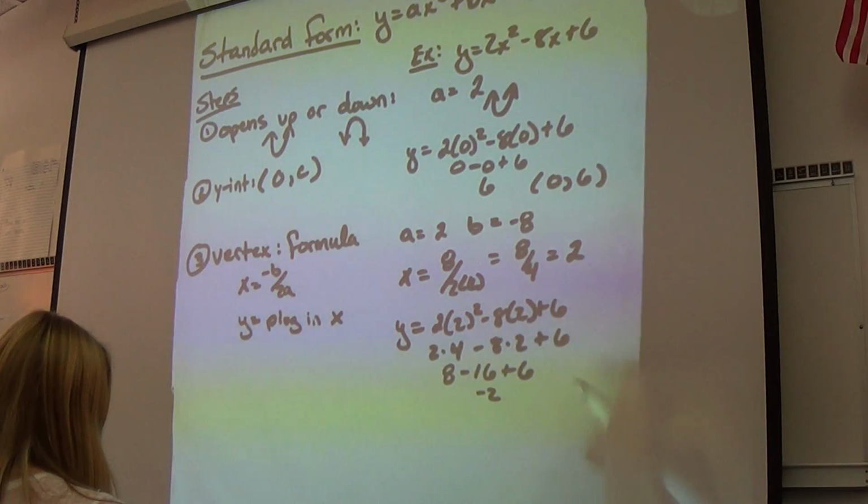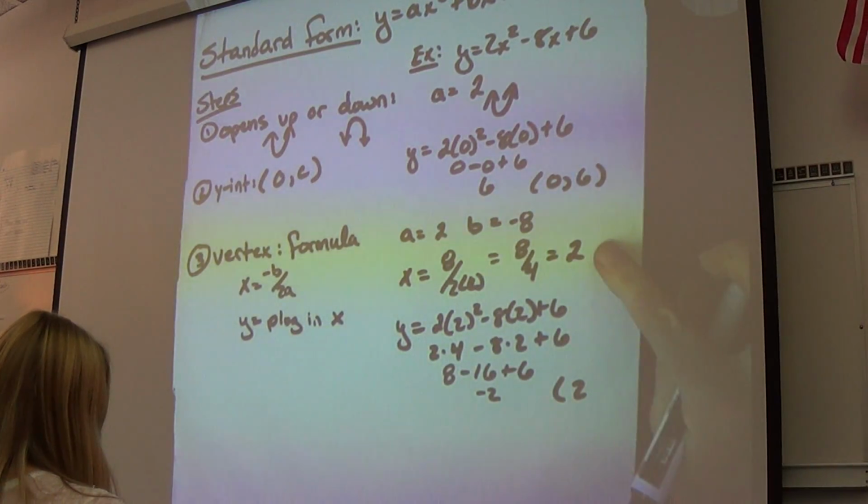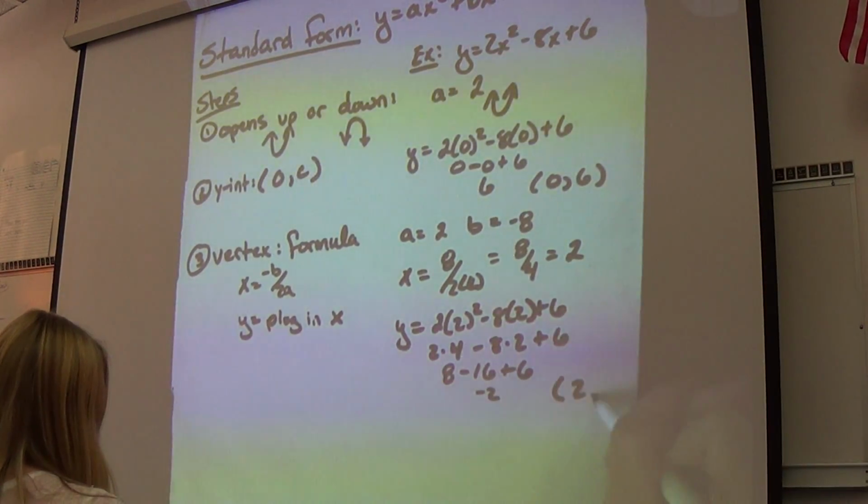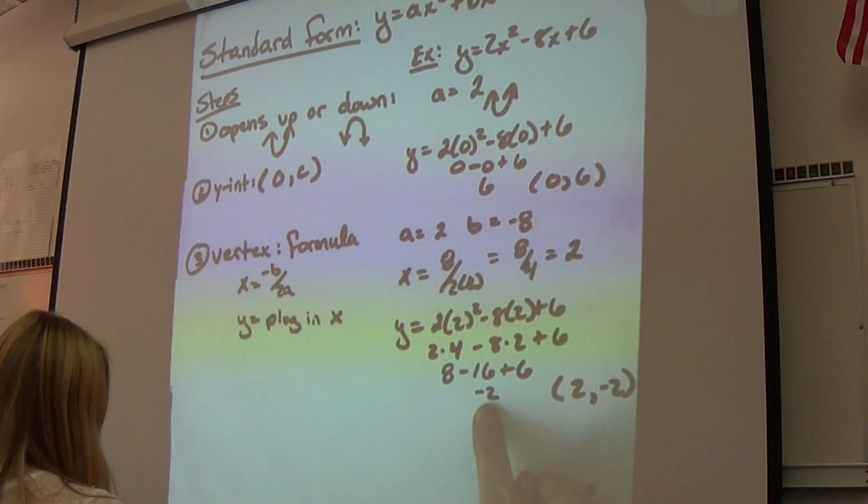That gives me a vertex at the ordered pair 2, because that's what I found in the formula, comma negative 2, because that's what I found when I plugged it in.